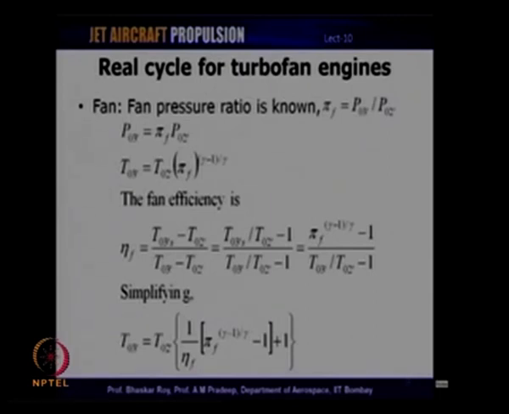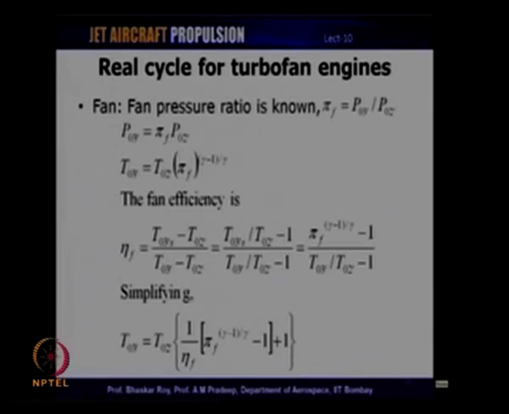the fan pressure ratio, like the compressor pressure ratio, is yet another design parameter. So, pi f, which is the fan pressure ratio, is equal to P03 prime divided by P02 prime. So, P03 prime is equal to pi f multiplied by P02 prime, and the temperature ratio T03 prime we will now calculate based on the efficiency.